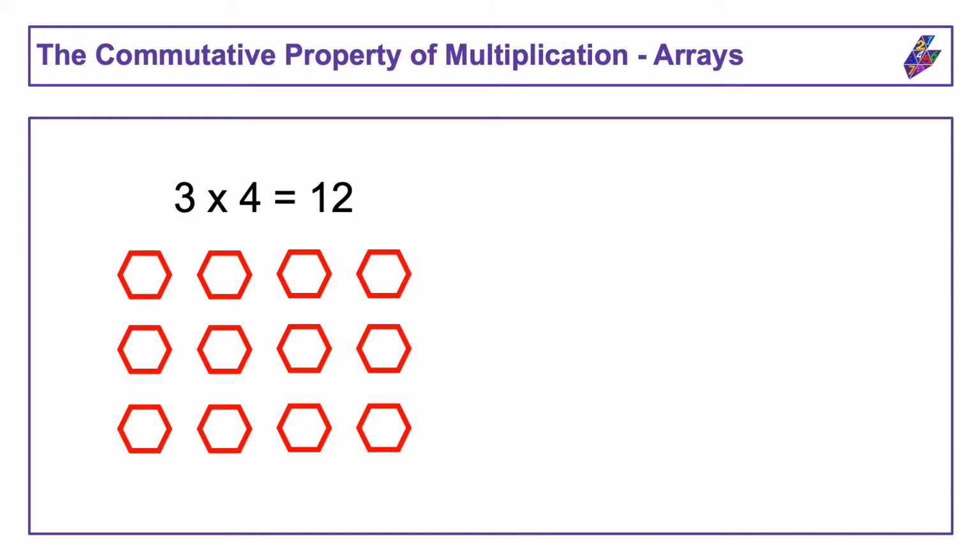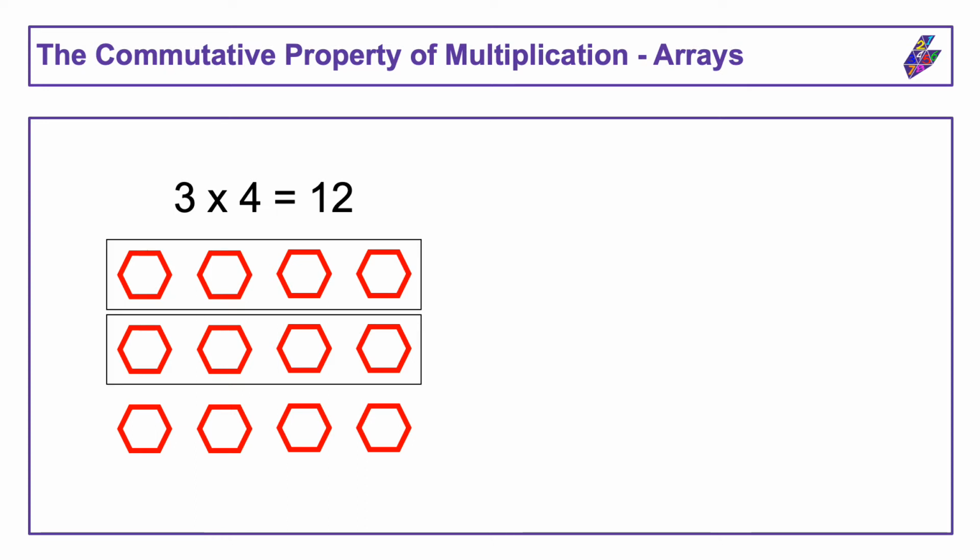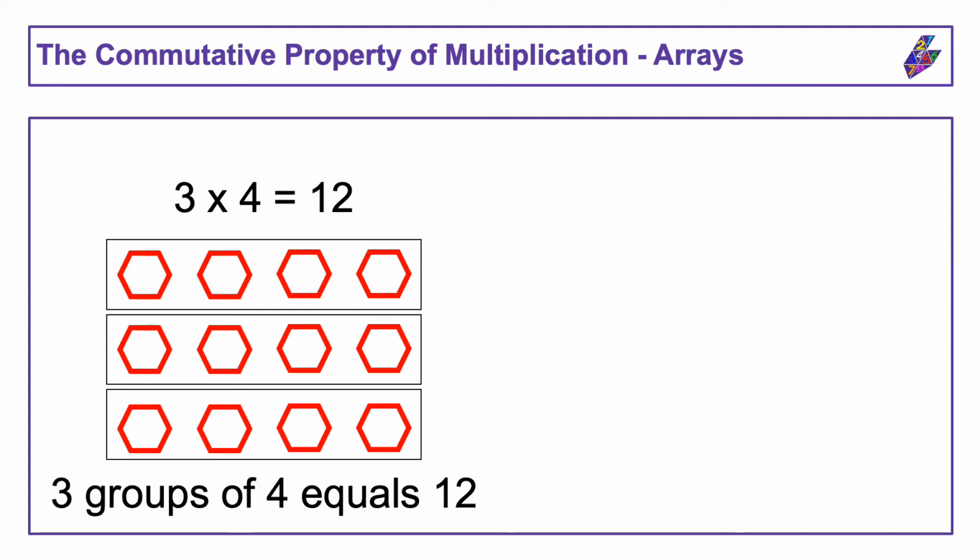Using this information, we'll explore what the commutative property is. Let's look at one way of creating groups from my array. Grouping by the rows, I could describe this as 3 groups of 4. Here's 1 group of 4, 2 groups of 4, and 3 groups of 4. 3 groups of 4 equals 12. This reflects our equation above. 3 times 4 equals 12.